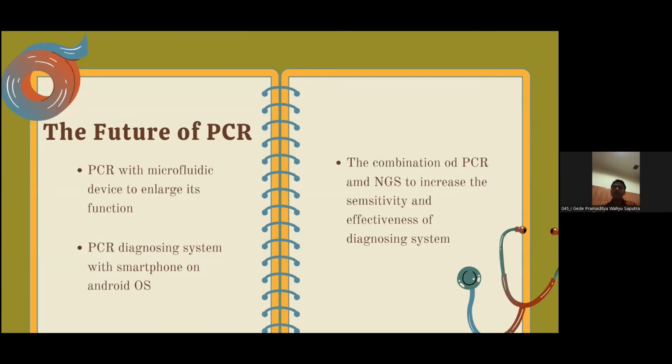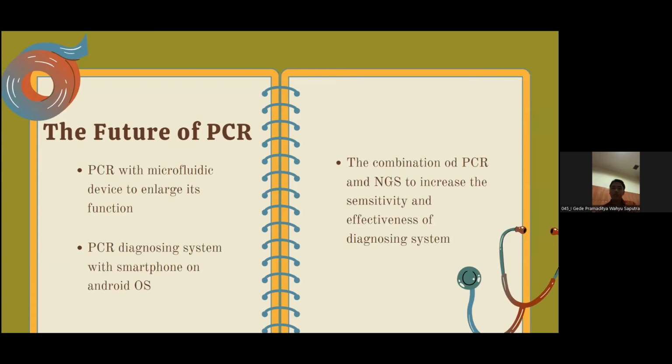In this occasion, I would like to present the foreseeable future of PCR. PCR has been a great deal in the world of microbiology, biotechnology, and pathology. We have seen a lot of PCR innovations, especially when the pandemic of COVID-19 hit in the last 2 years. Some of those innovations are qPCR and RT-PCR.